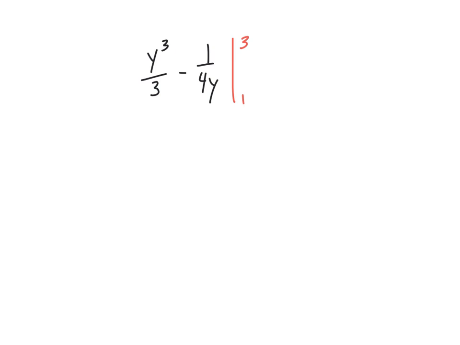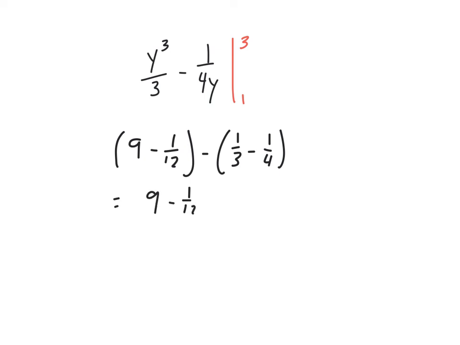So when I plug in a 3, I get 27 over 3. That's going to be 9 minus 1/12, minus, plug in a 1, I get 1/3 minus 1/4. 1/3 minus 1/4 is also 1/12. So this thing's going to be 9 minus 1/12 minus 1/12. That's 9 minus 2/12, or 1/6. And let's see, that's 54 over 6 minus 1 over 6. That's going to be 53 over 6, which happens to be the correct value. Just short of 9, 8 point something, if you will.